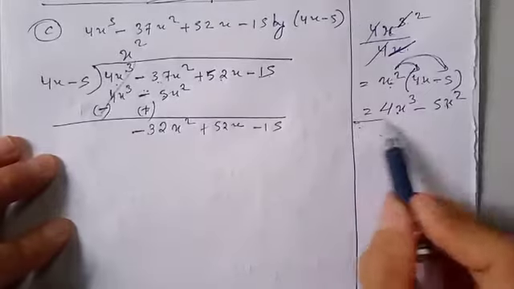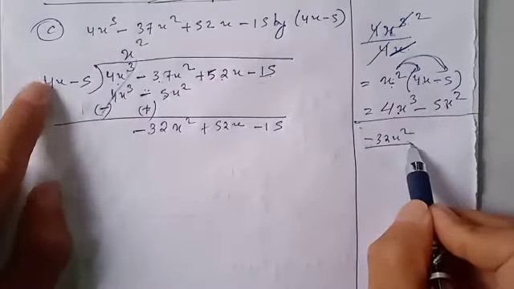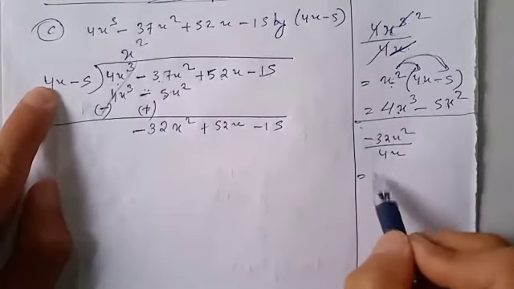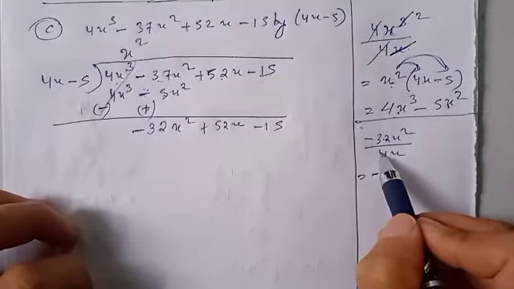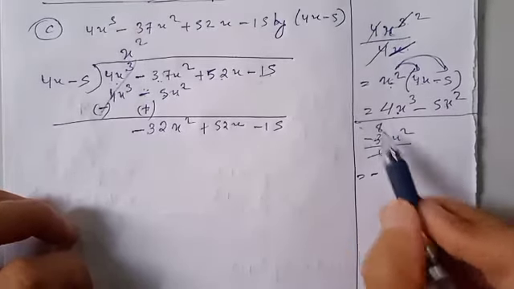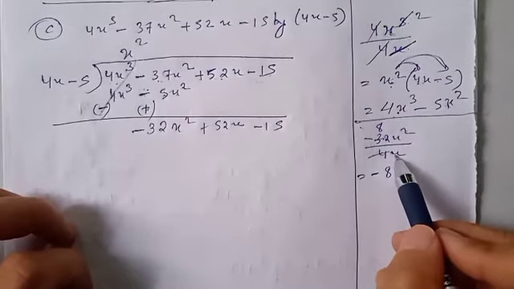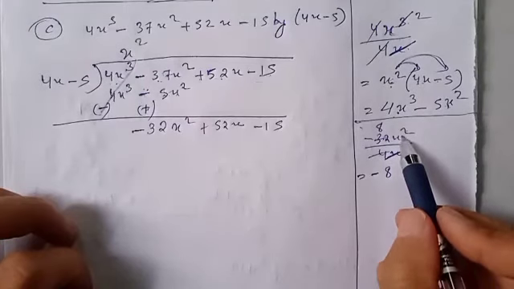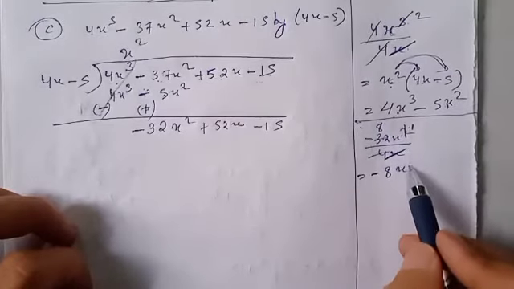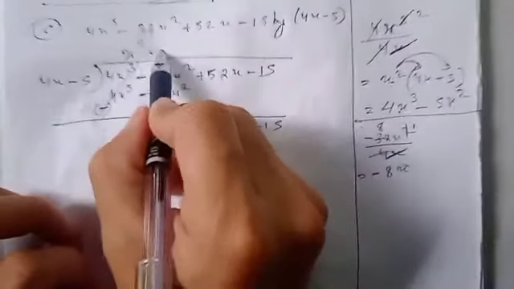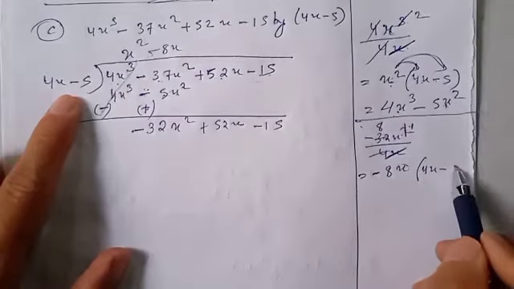Okay, next one again. First, you write minus 32x squared divided by again the first term 4x, minus only one. We can't cancel, so what about the numbers? We have 32 and 4, we can cancel it by 4. 4 times what number is 32? We know 4 times 8 is 32, so here write it. What about x? In the numerator we have x squared, in the denominator we have 1x. So if you remove 1x in the denominator, in the numerator you also have to remove 1x. So x to the power 2 will become only x to the power 1, right? x, if the power is 1, only write x. So minus 8x, you write it here. Minus 8x, okay? Again, minus 8x into the divisor, that is 4x minus 5.